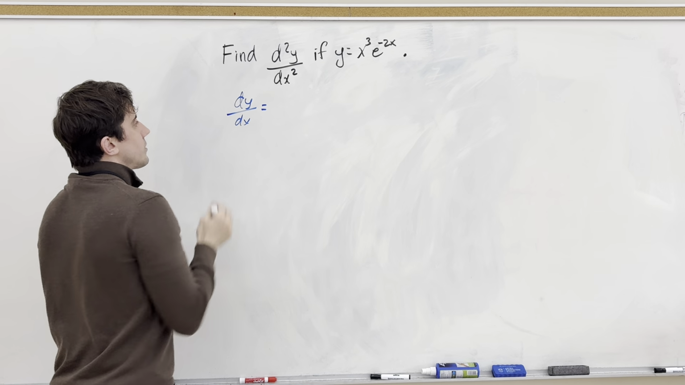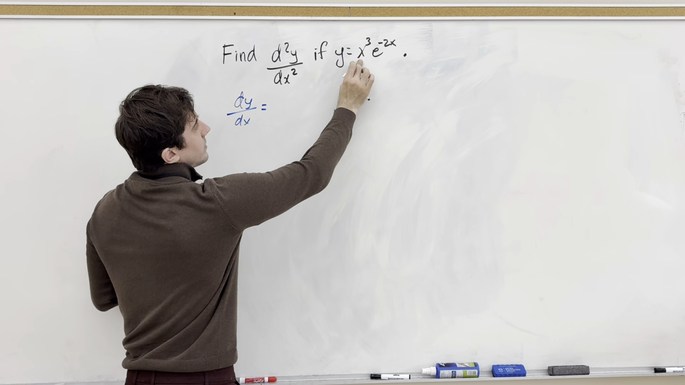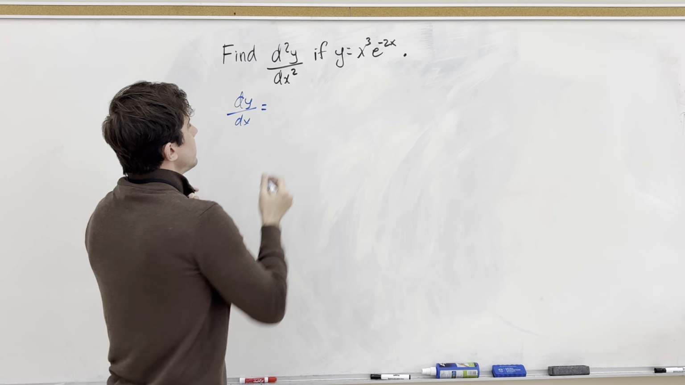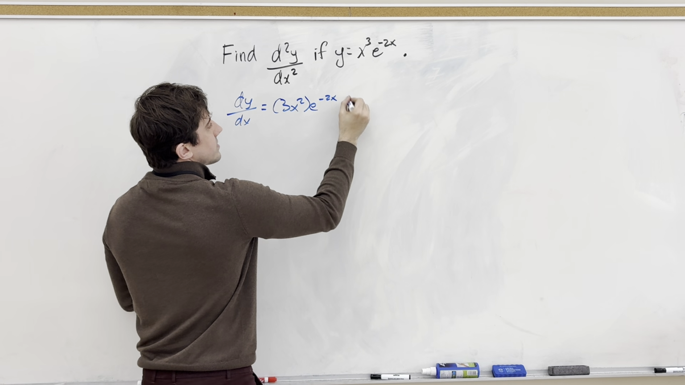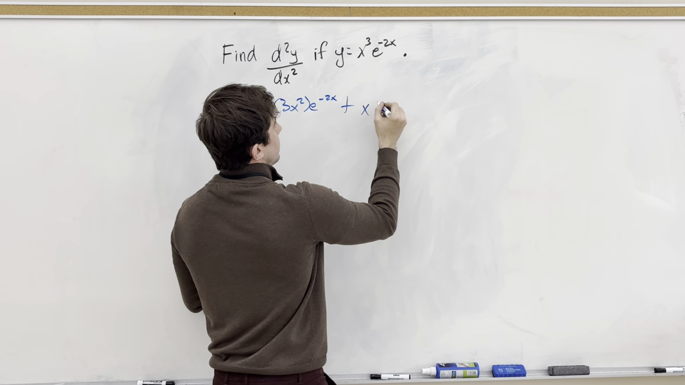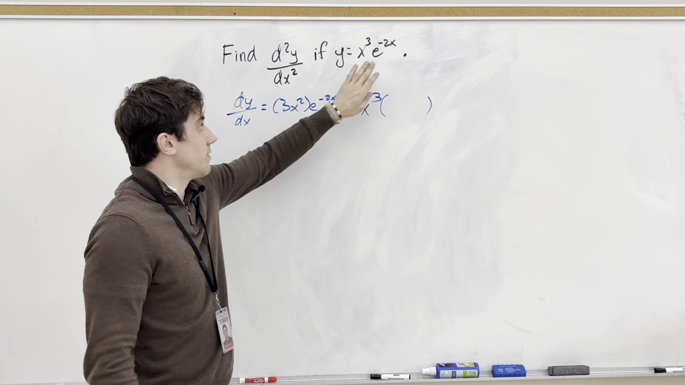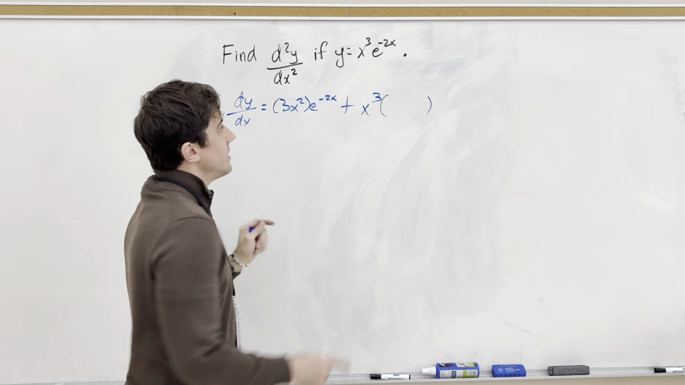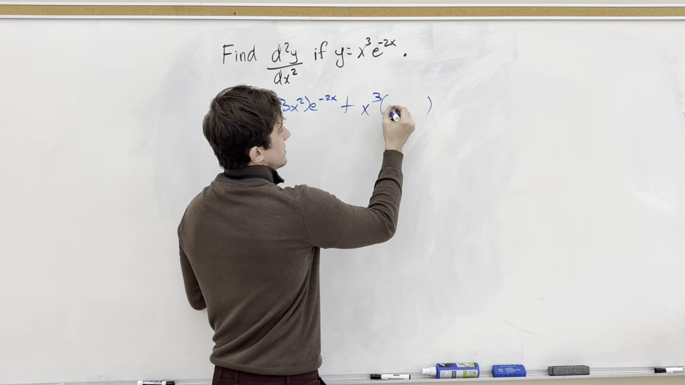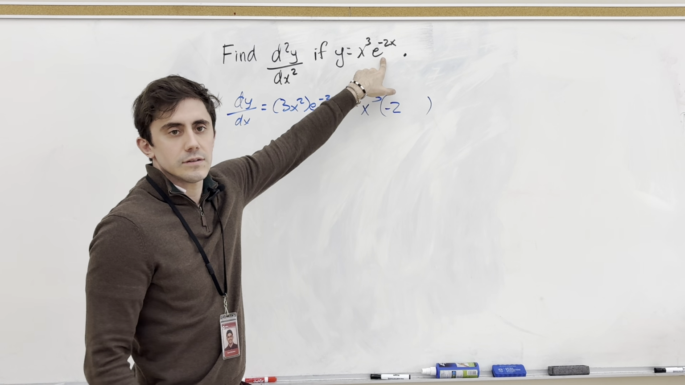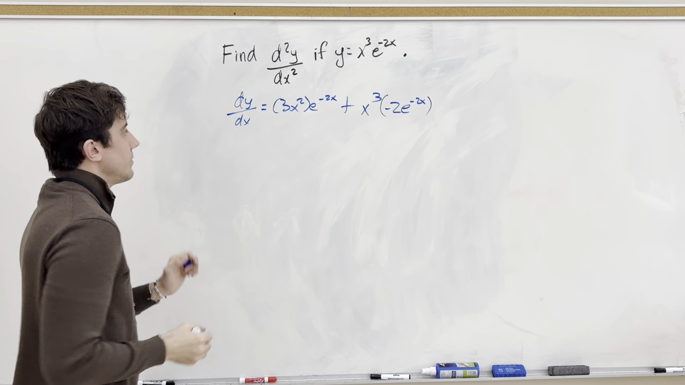And so dy dx, the first derivative of this function, is going to be, again, using the product rule. We'll do the derivative of x cubed times e to the negative 2x, meaning 3x squared times e to the negative 2x plus, now we'll keep x cubed stable, and we'll do the derivative of e to the negative 2x. Again, the derivative of e to the power of anything is the derivative of the exponent, i.e. the derivative of negative 2x, which is negative 2, times e to the negative 2x. Okay, fairly straightforward. And now we can simplify all this.